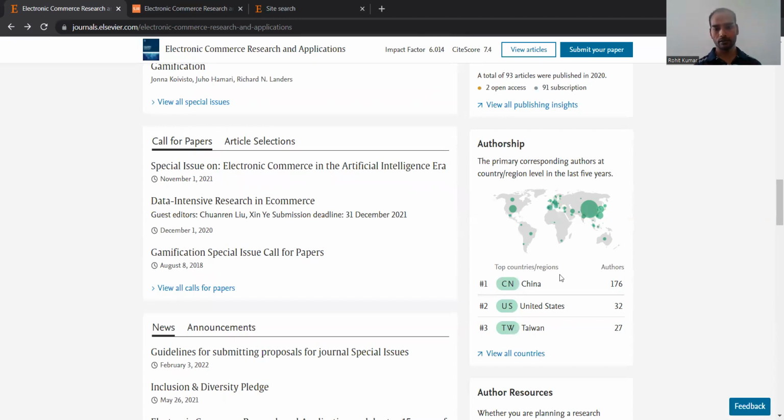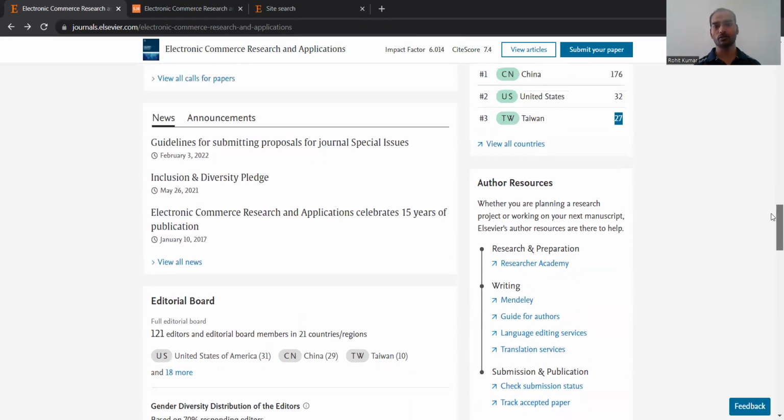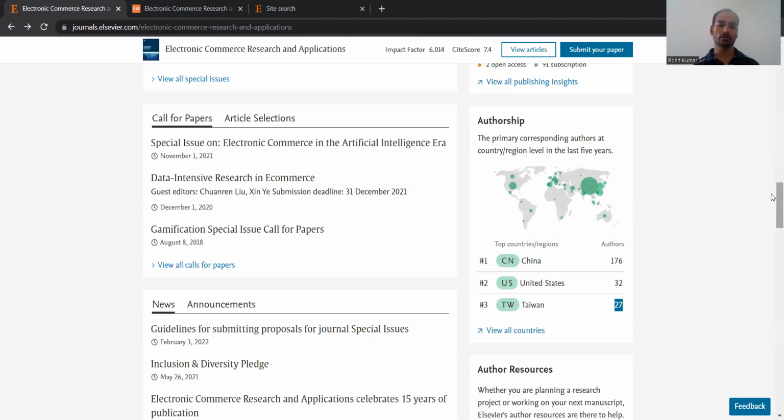So here the top countries in terms of authorship are China, US, and then Taiwan. As we were discussing, Taiwan is also representing 10 members in the editorial board. So obviously 20 means there is a substantial contribution from the Taiwan side to this journal's success also. Here you can see that this big circle is coming from China, then Taiwan and USA. And obviously it is very nice to see that very small countries are contributing so well towards the technological enhancement of the world.